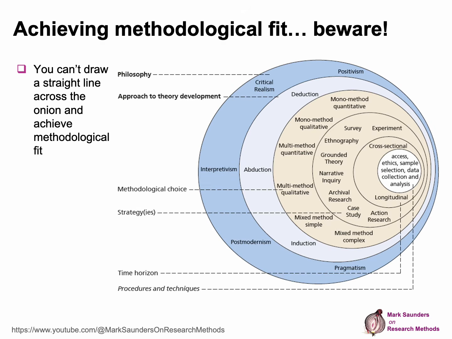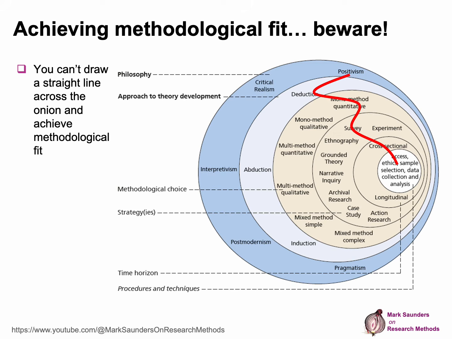The issue of achieving methodological fit in your research design is really crucial, and yet it's somewhere where people quite often make mistakes when they're using the onion. Hence the title slide, Achieving Methodological Fit, Beware. And the real crucial thing to remember is you cannot draw a straight line across the onion from the outside to the inside and the core and achieve methodological fit. Let me illustrate what I mean.